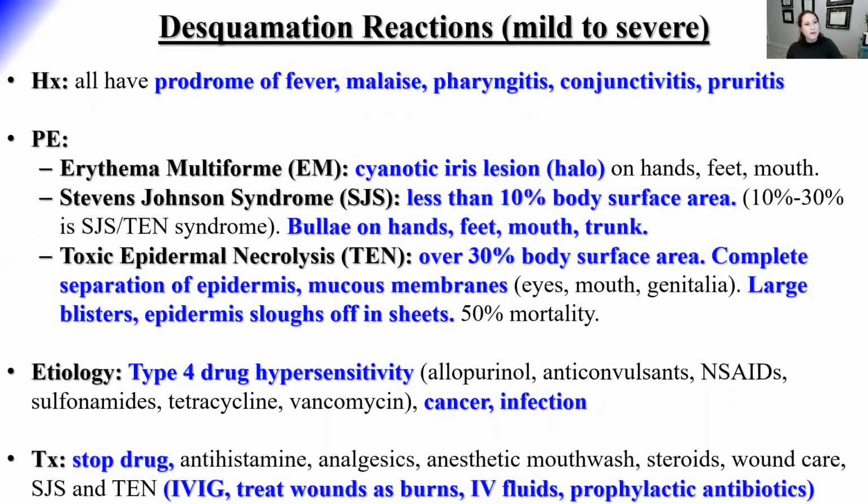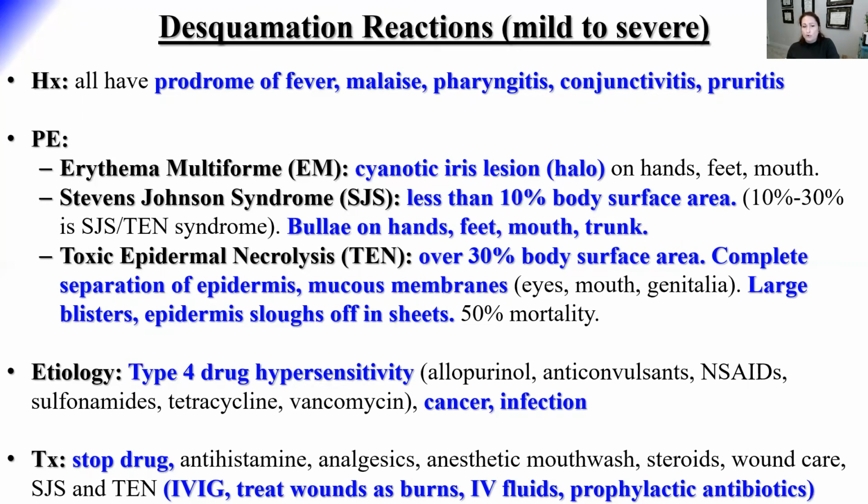All right, we're going to talk about desquamation reactions here. These are pretty much the same disease, they're just on a spectrum: erythema multiforme, Stevens-Johnson syndrome, and then toxic epidermal necrolysis. All of these diseases have a prodrome of fever, malaise, pharyngitis, conjunctivitis, and pruritus. But the physical exam findings are going to be our difference.